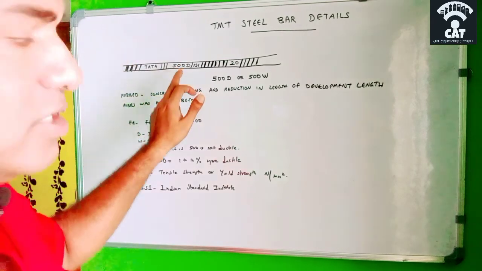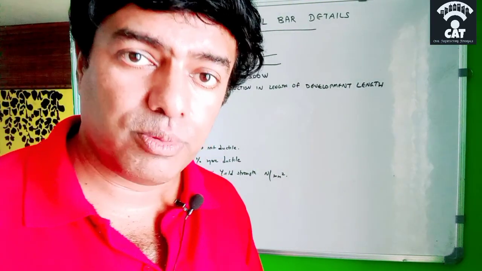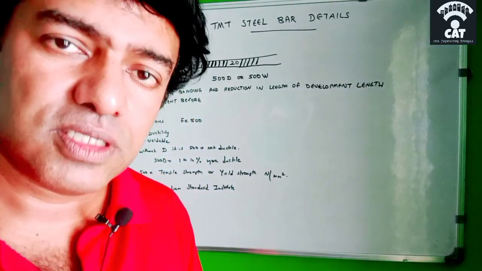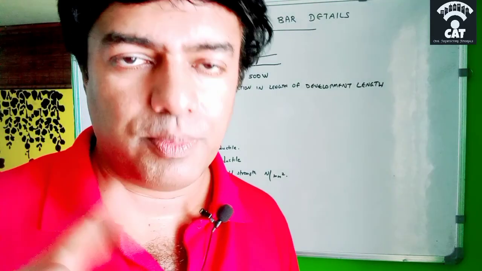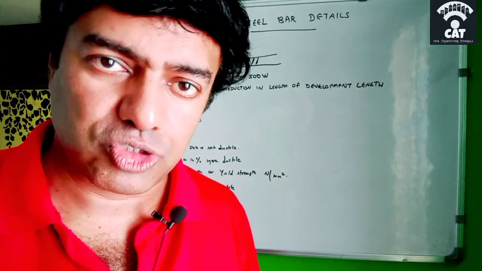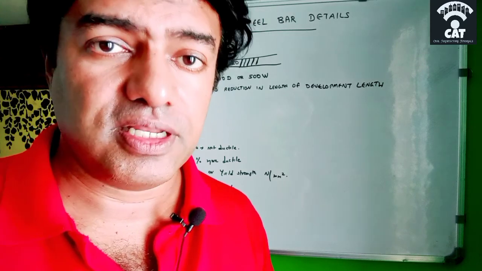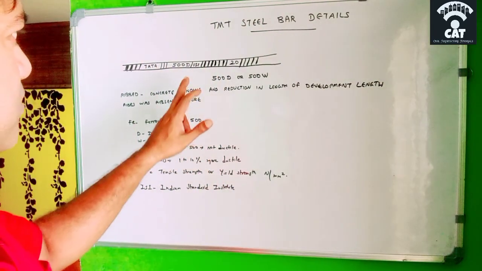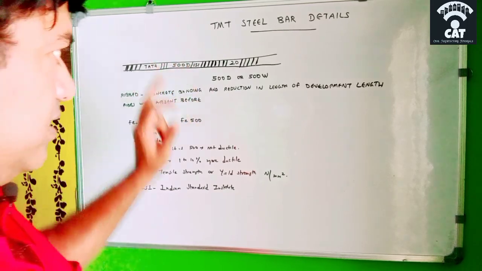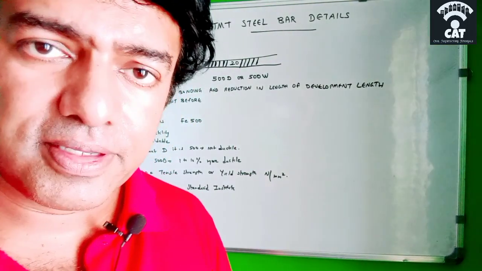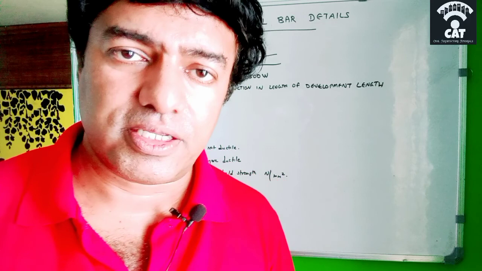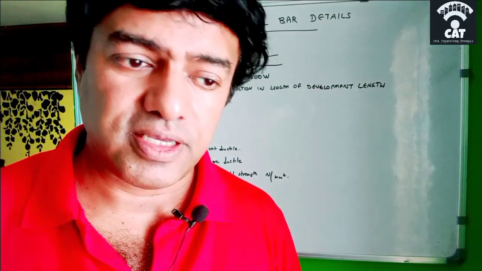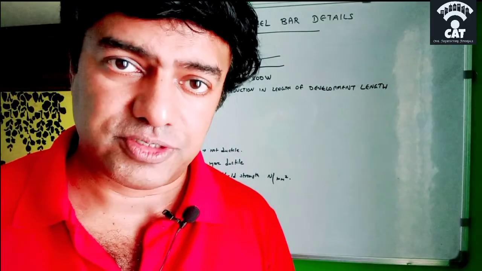Sometimes apart from 500D, it could be 500W. W means that the steel is weldable. 500W can also be there, which states that the steel is weldable. So make it a point that W is weldable and D is ductile. I think I have given a small lecture regarding the details that you can see in a steel bar and how to read that steel bar.